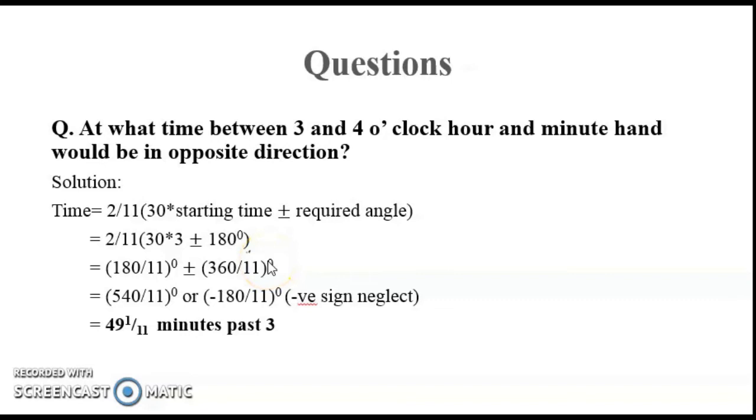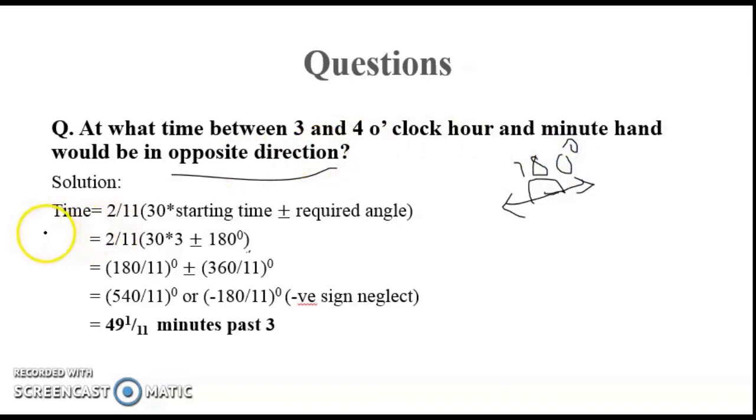Now let's do some questions related to clocks. Our first question is: at what time between 3 and 4 o'clock would hour and minute hand be in opposite direction? Opposite direction means they are in a straight line, and the angle formed is 180 degree. So this is the condition. Now let's see the solution.